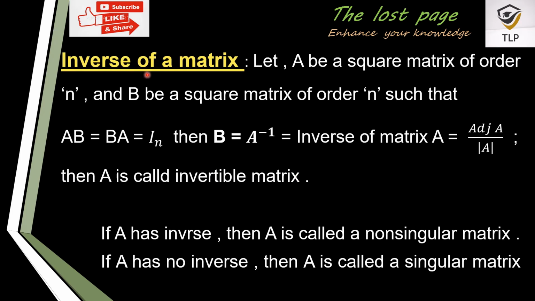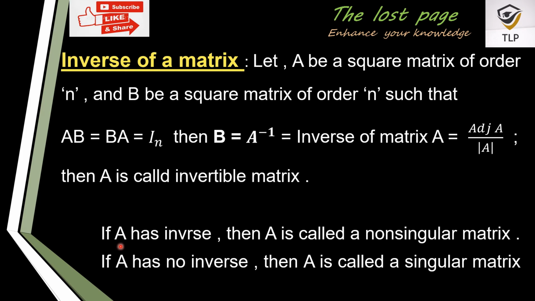Now, inverse of a matrix. Let A be a square matrix of order n and B be a square matrix of order n such that AB equal to BA equal to In, then B equal to A inverse equal to adjoint of A by determinant of A. Then A is called invertible matrix.